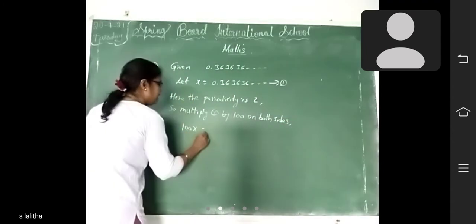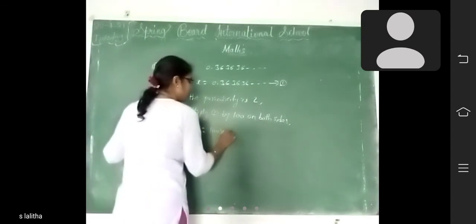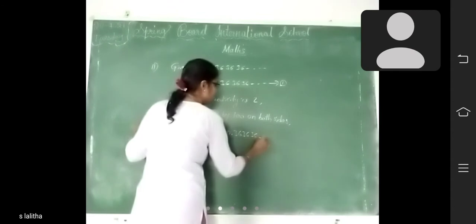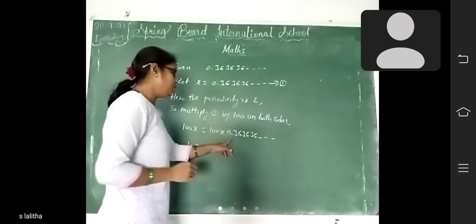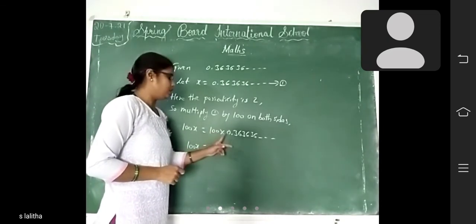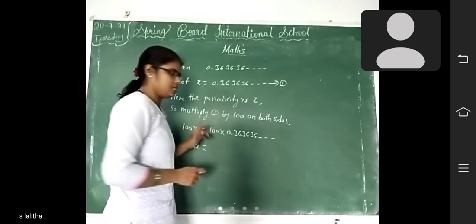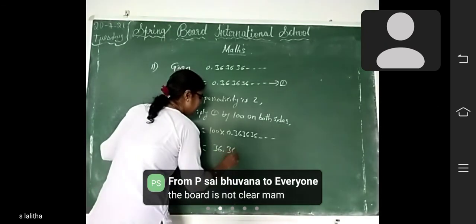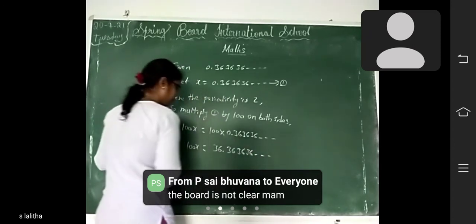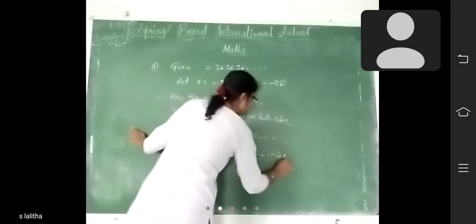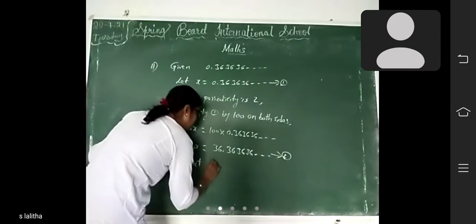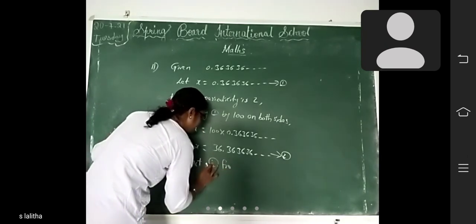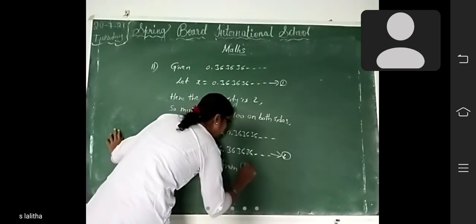Both sides. Multiply 100 into x, 100x, 100 into 0.363636 so on. Okay, 100x equal to 100 into, so here 2 zeros are there. So the decimal point will move to right side 2 digits. That is 36.363636 so on. Now this equation will be second equation. Subtract first equation from second equation.